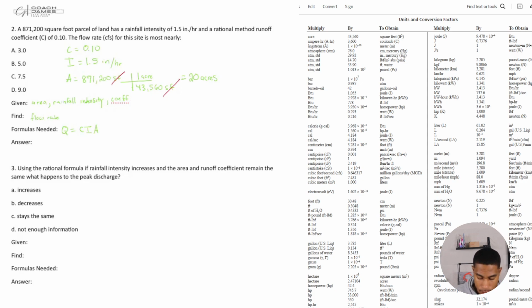So let's see what we get. I'm just going to plug and chug. This is equal to C, 0.10, times I, 1.5, times 20. Right? And for that, it ends up coming out to be 3 cubic feet per second. CFS is cubic feet per second.